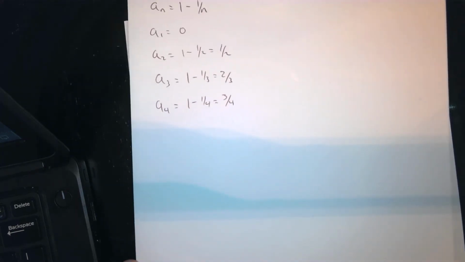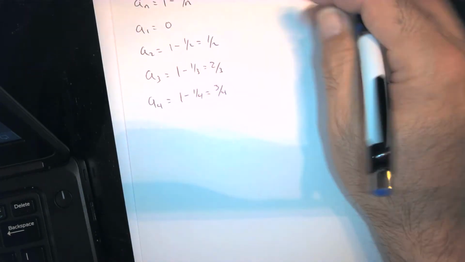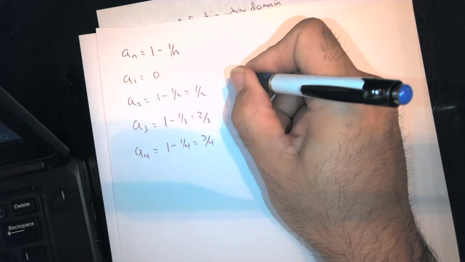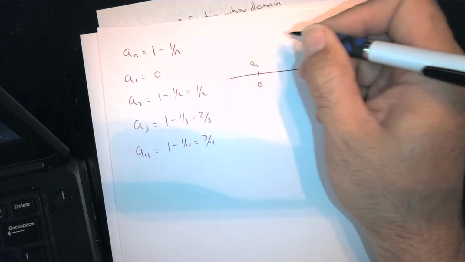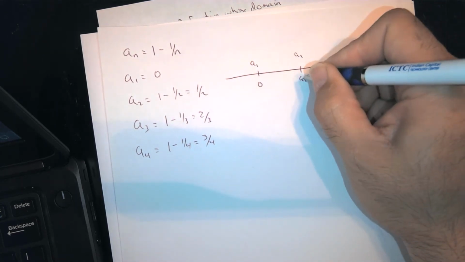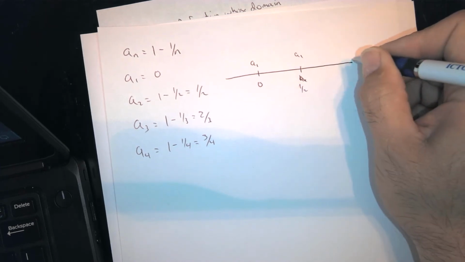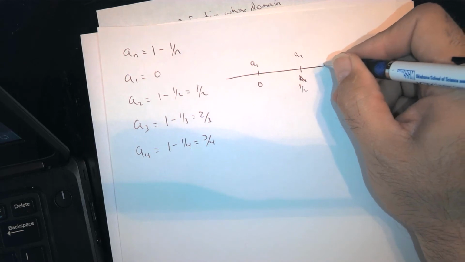But what I want to do, instead of graphing this on an XY coordinate plane, is graph this on a number line. So if we were to graph this on a number line, here's a sub 1 and a sub 2, which is right here, which is a half. Out here is 1. a sub 3 is going to be 2/3.